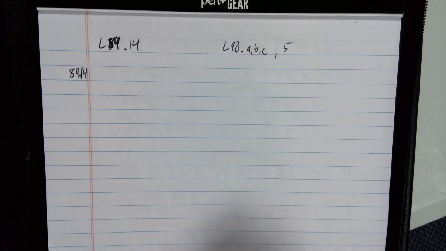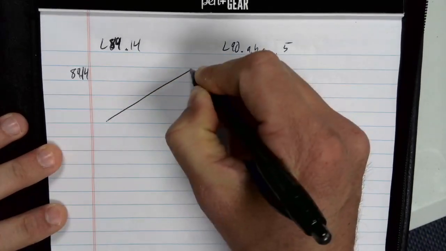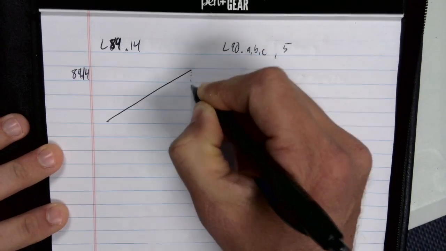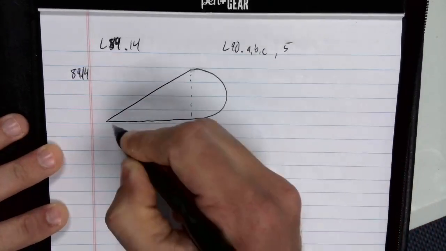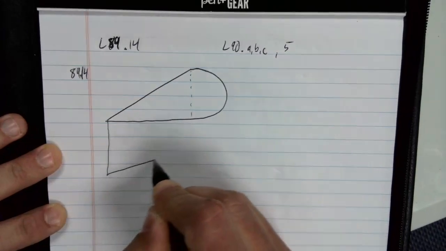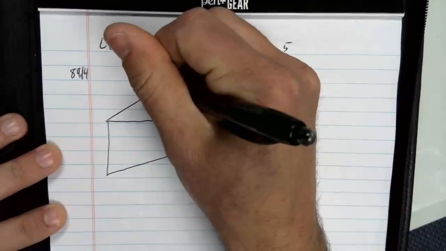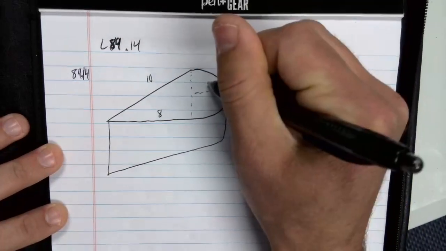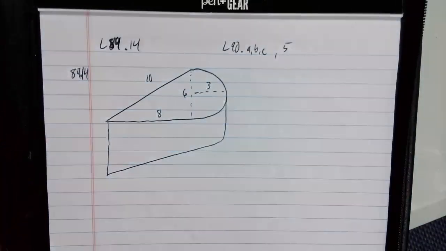What we're going to do, we're going to draw this. It says find the total surface area, so not just the lateral surface area. Okay, so let me do my best here. I'm going to do a little dotted line there. Kind of messed up there, but it looks like a funny looking piece of pizza, right? Okay, so this is 10, this is 8, and then the radius is 3. So that means the diameter is 6.